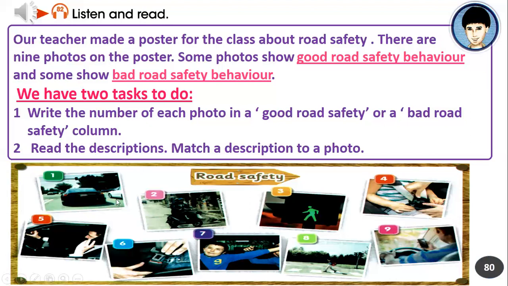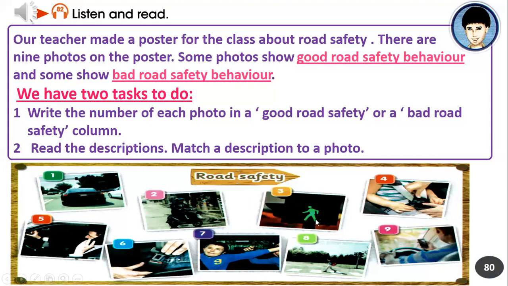As you see in picture one here, there is a car waiting for a road signal. Red for stop and green for move. In the second picture, photo two, a man is riding his motorbike and he's wearing a helmet. This is a good road safety behavior.